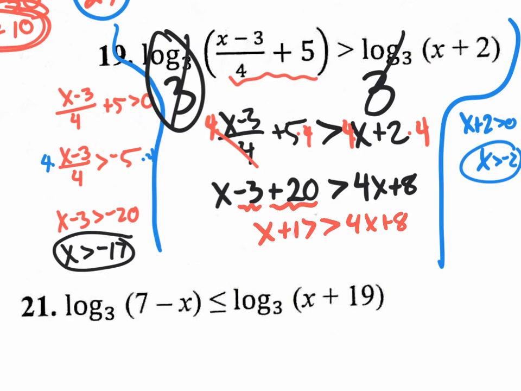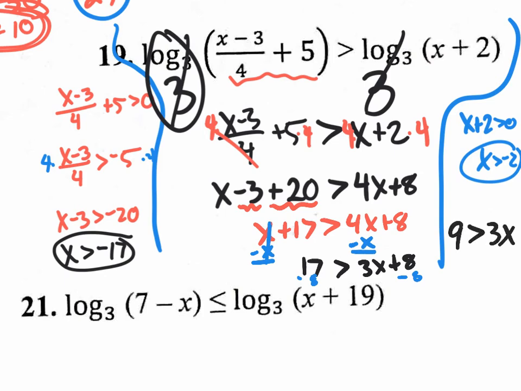Let's move this x over there. We're going to end up with 17 is greater than 3x plus 8. We're going to subtract 8. We will end up with 9 is greater than 3x, which means that x is less than 3. Yay or nay?